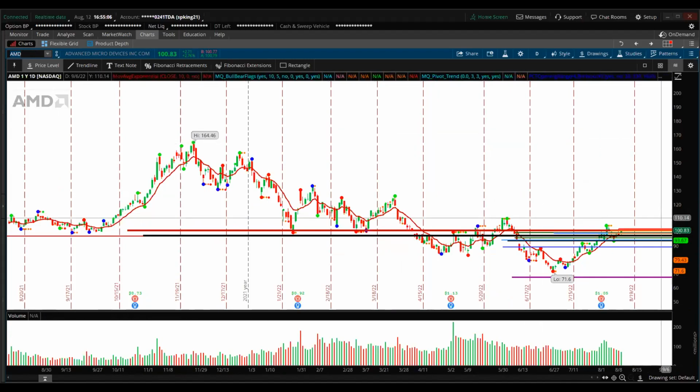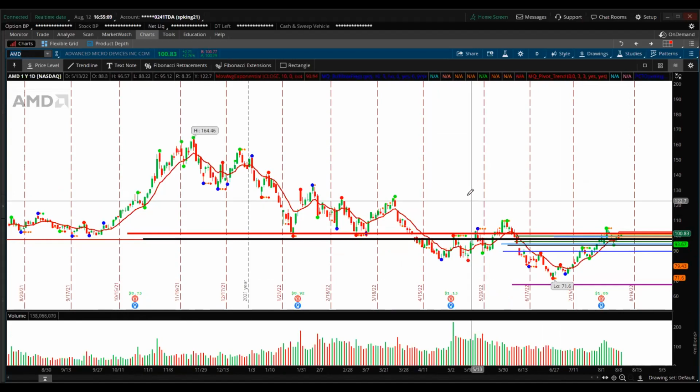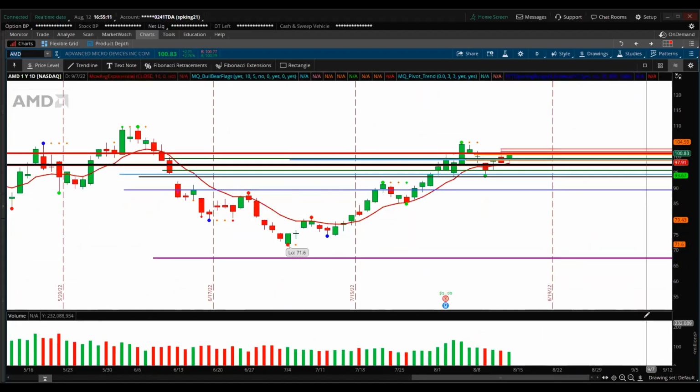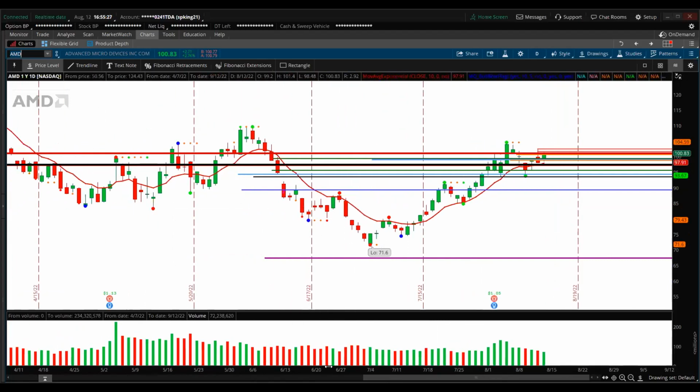Okay, so AMD. If we look at AMD, this is interesting. I didn't notice this until just now, right? AMD on the daily. Anybody recognize what we have going on here potentially? Anyone recognize that pattern? A happy face. Not quite.